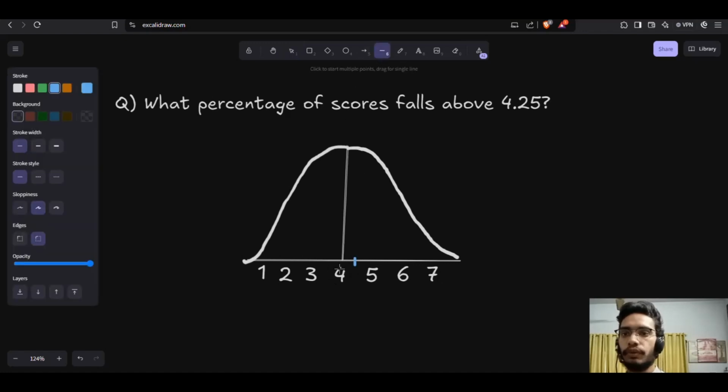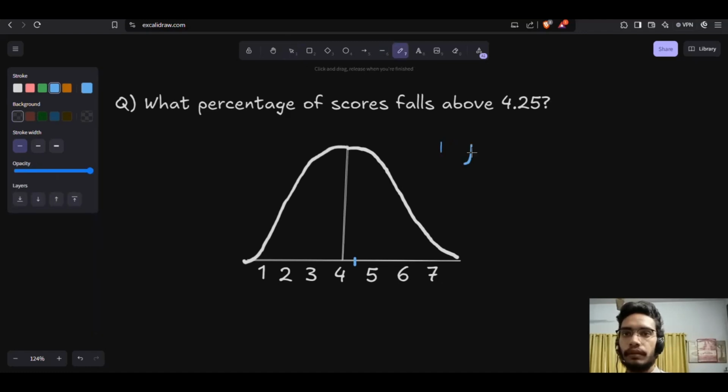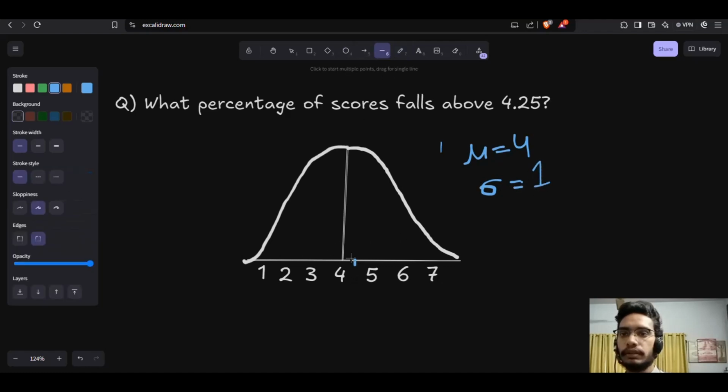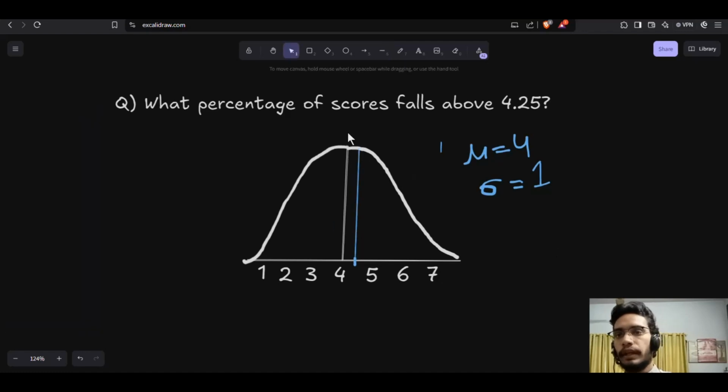So this is 4. 4 is your mean in this question. You can say your mean here is 4 and standard deviation is equal to 1, right? And 4.25 lies here. So I just make it like this, right? So 4.25 is here, and what you need to do is find what percentage of the scores, these are the scores, falls above. Above means greater than this point on the right hand side, right?